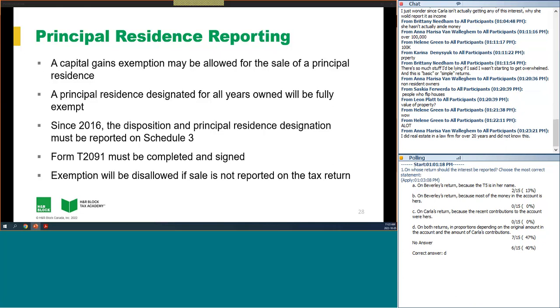Oh, Marisa, you did real estate in a law firm for 20 years and you didn't know this. It's surprising how many people don't know this, considering the fact that it's been around for a while now. So we as tax professionals need to know this rule. We need to be saying, you sold the home you lived in, we have to put that on your tax return. How we put it on the tax return we're going to talk about, and what a principal residence is we're going to talk about.